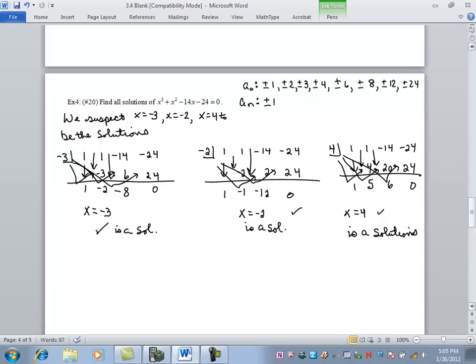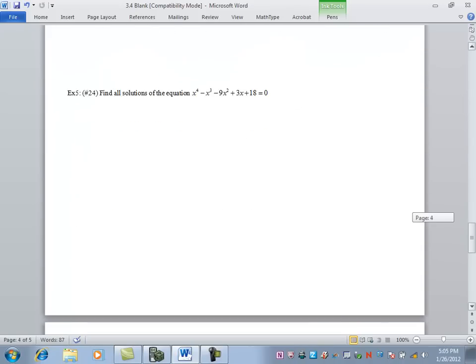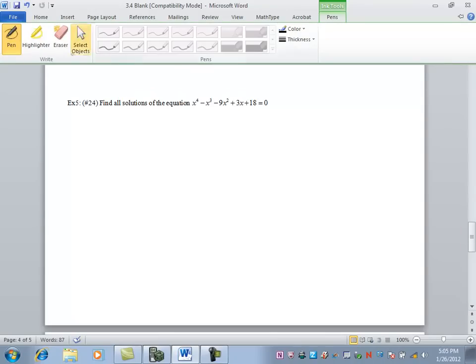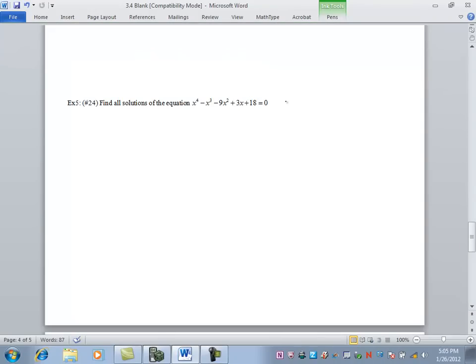Alrighty, and that was so much fun. Let's do it again, okay? Once again here, let's take a look at the factors of my constant, a sub naught. The factors of 18: plus or minus 1, plus or minus 2, plus or minus 3, plus or minus 6, plus or minus 9, plus or minus 18. And then the factors of a sub n, well, we've got plus or minus 1.